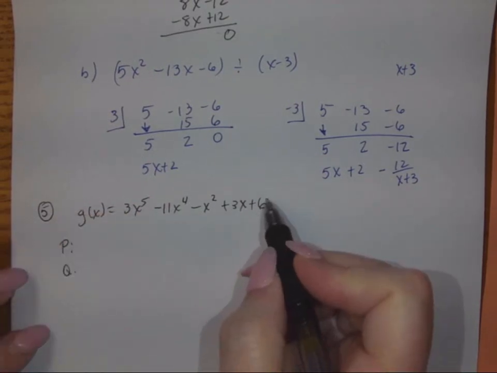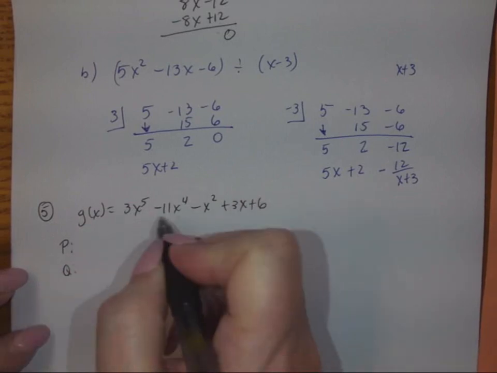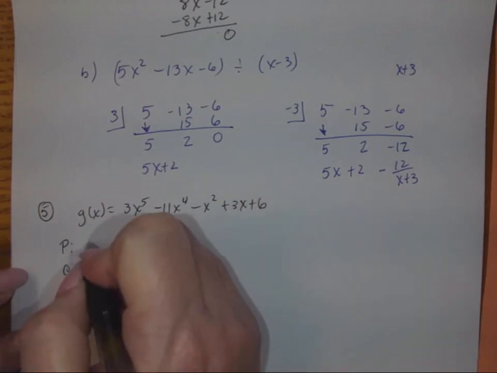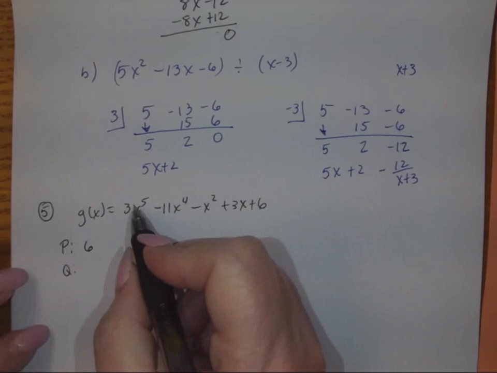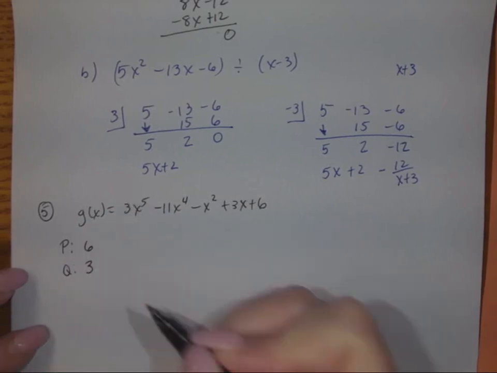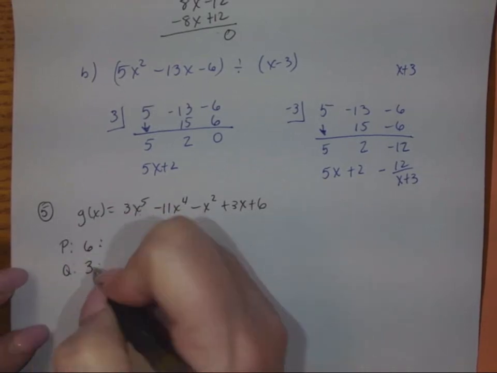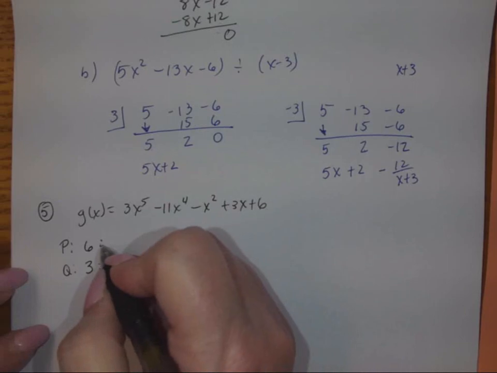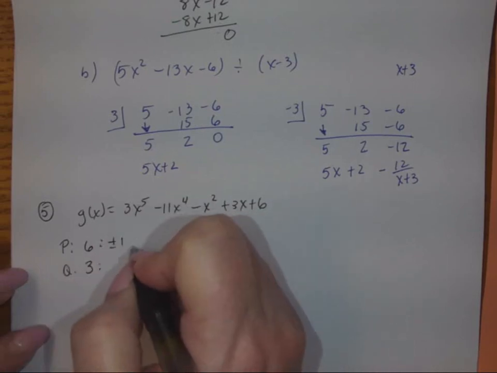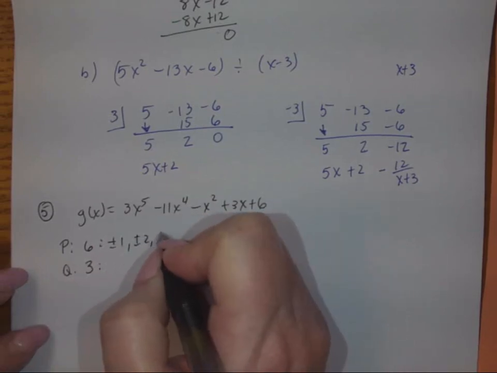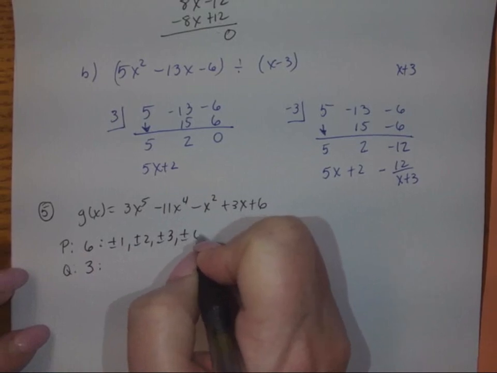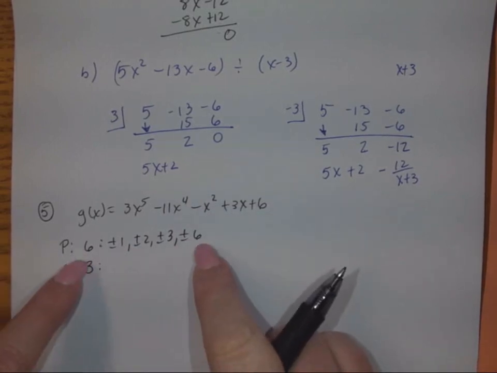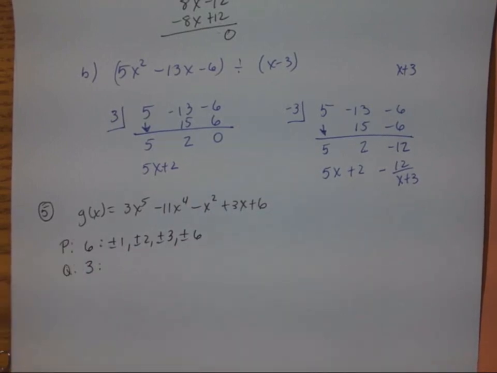So the p is going to be the 6. It's the one past all of the other ones. And the q is going to be the one out front, which is 3. So our factors are going to be plus or minus 1, plus or minus 2, plus or minus 3, and plus or minus 6. These are all the factors of 6, and you have to do the plus or minus individually on those. For 3, it will be plus or minus 1 and plus or minus 3.